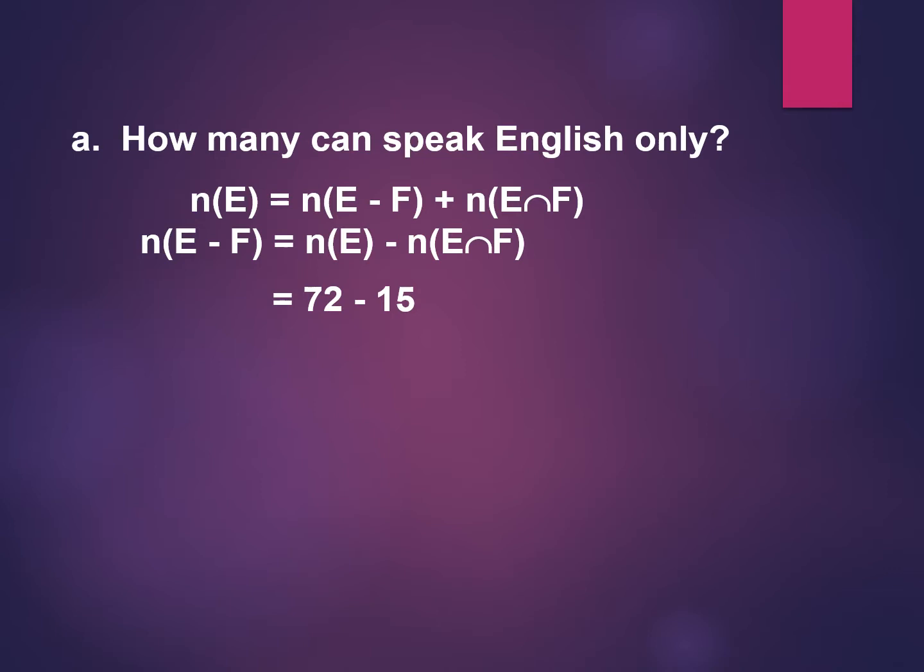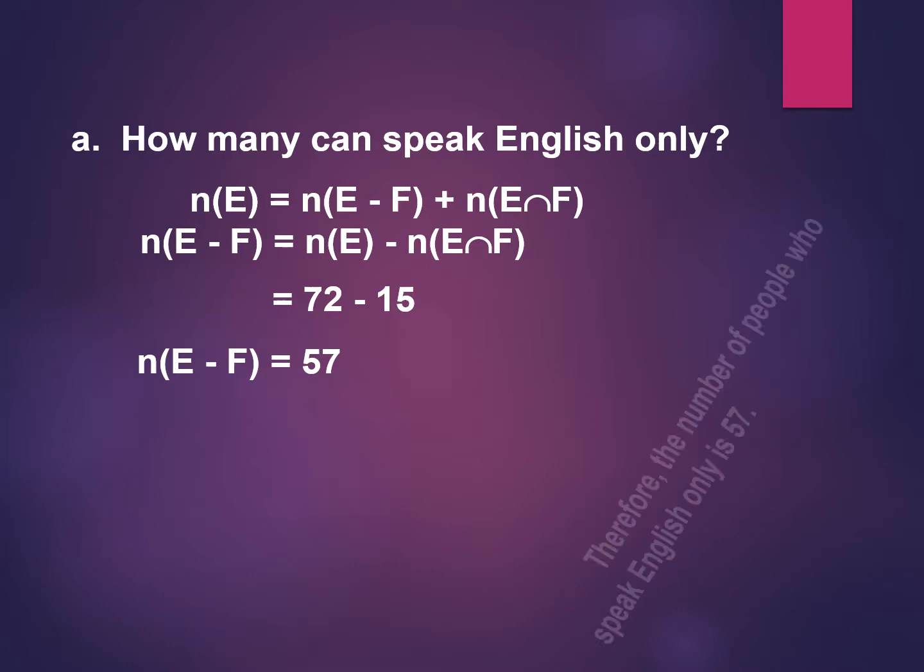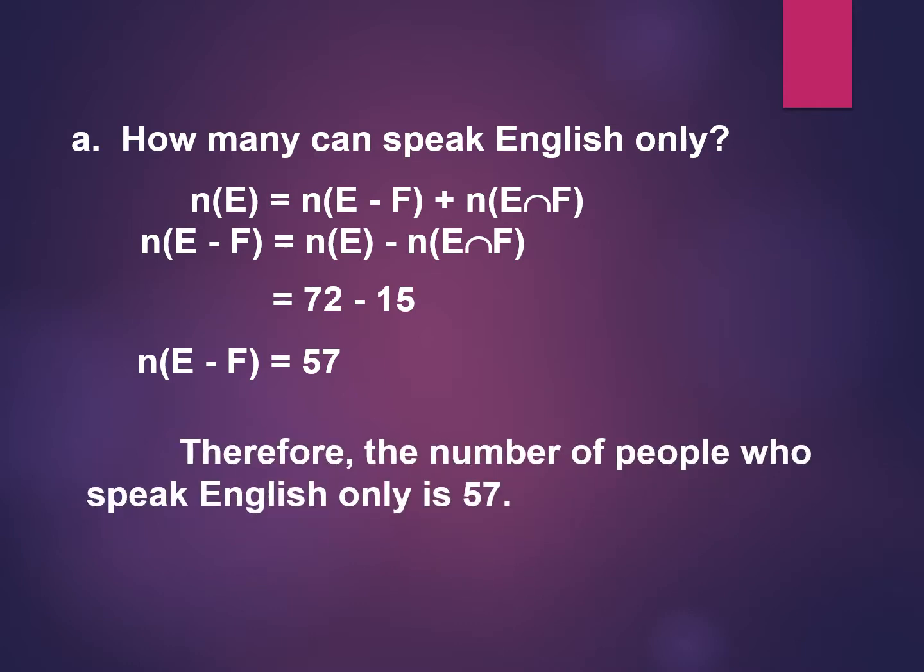Set E is equal to 72 minus the intersection of set E and set F is equal to 15. So 72 minus 15 is equal to 57. Therefore, the number of people who speak English only is 57.